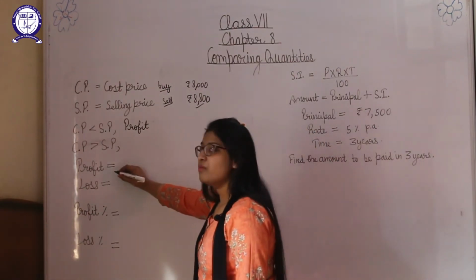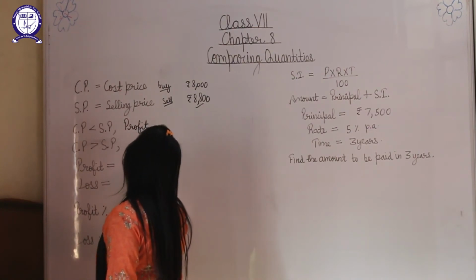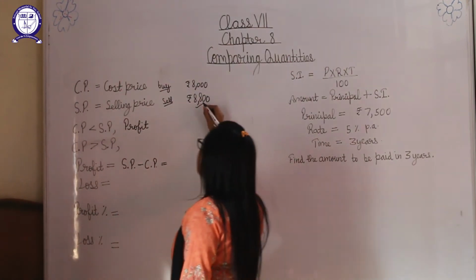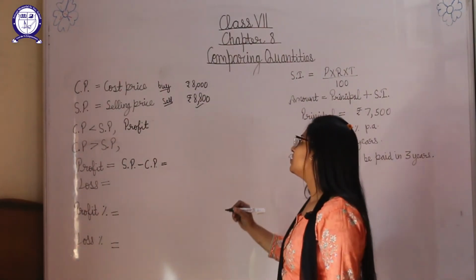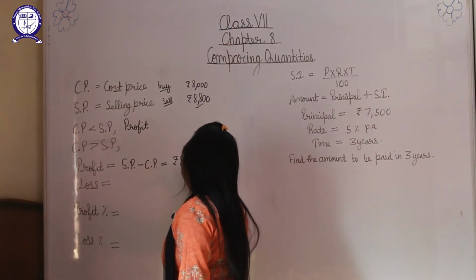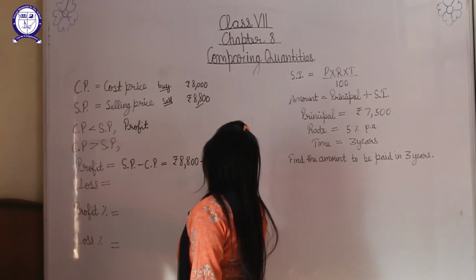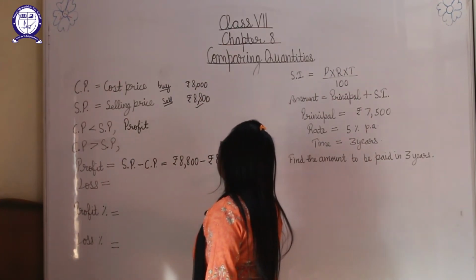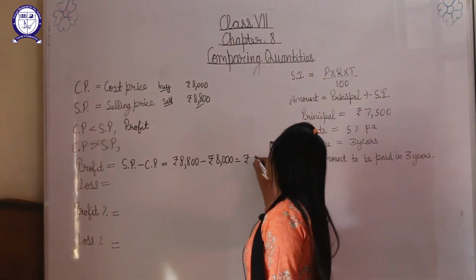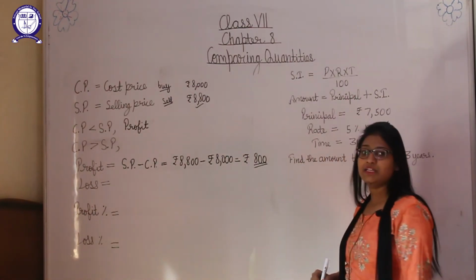So what is the formula for profit? Profit can be found out by SP minus CP. Means if you are asked how much profit he is getting, what will we do? From the money he is selling the TV for, we will subtract the amount he bought the TV for. So what will be the answer? 8,800 minus 8,000 will be rupees 800. So he is having the profit of rupees 800.